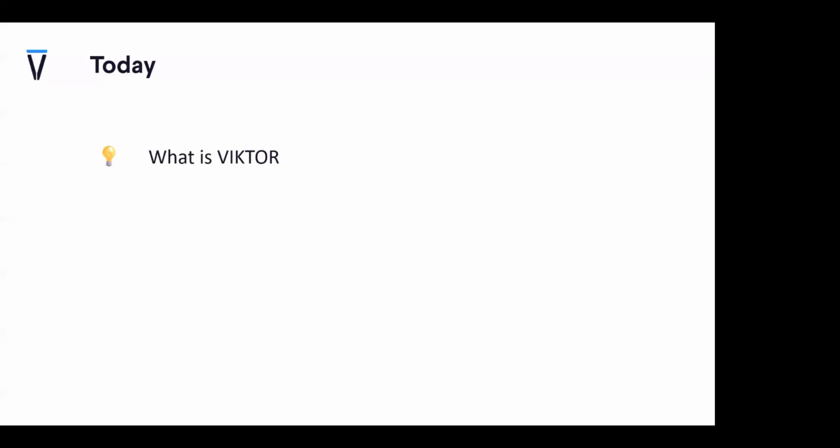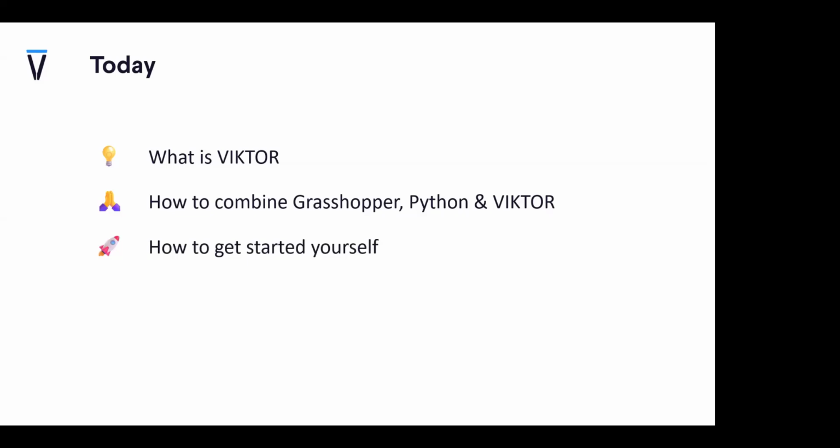What we will talk about today is, first of all, I will briefly introduce what VIKTOR is, what our platform is. You can imagine not all people know that. Then how you can combine Grasshopper, Python, and VIKTOR. I will show a lot of practical examples: really just showing some Grasshopper scripts, some Python code, some VIKTOR code, and some use cases of how you can combine those. And then we'll end with how you can get started yourself with combining these kinds of workflows.